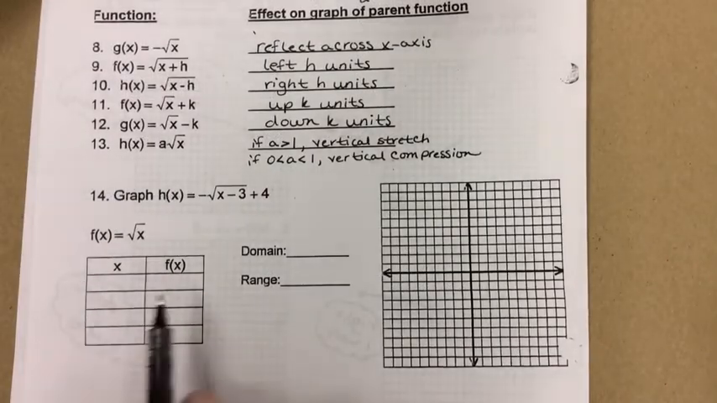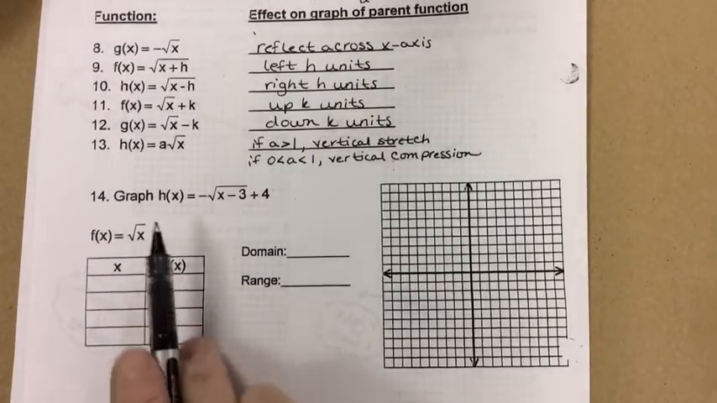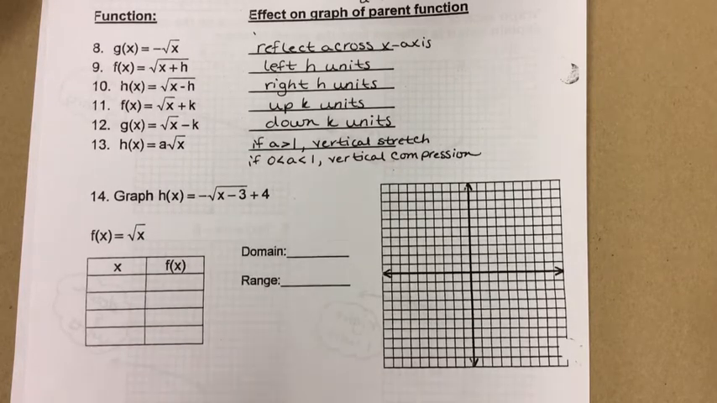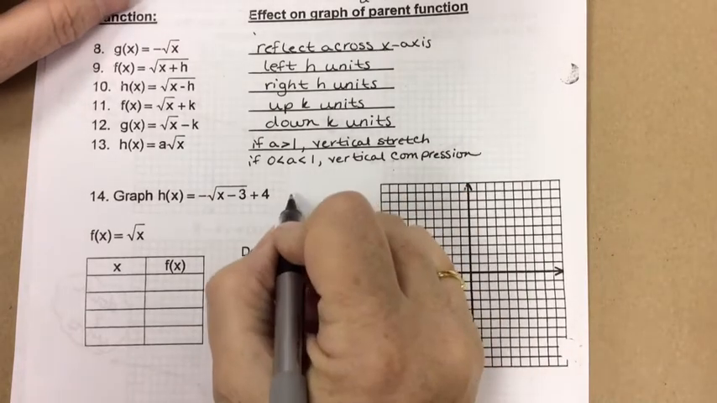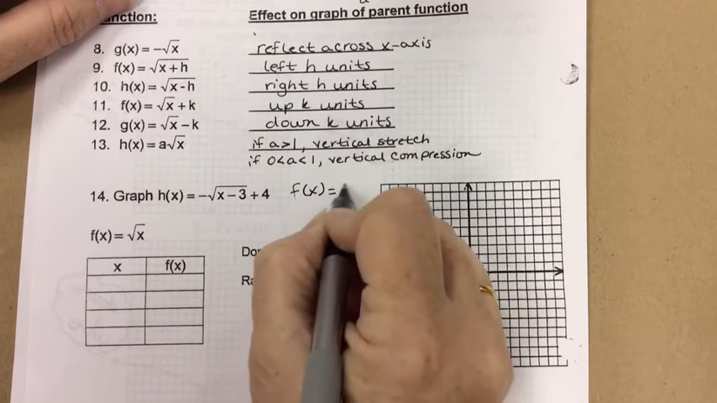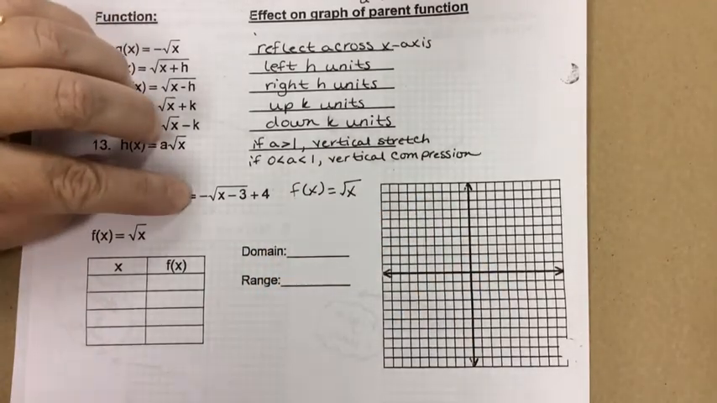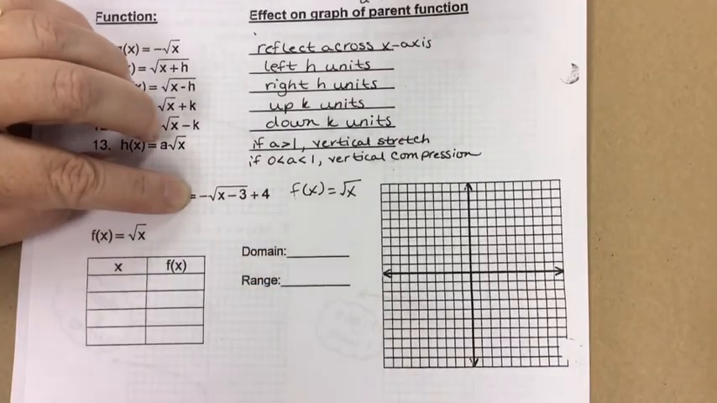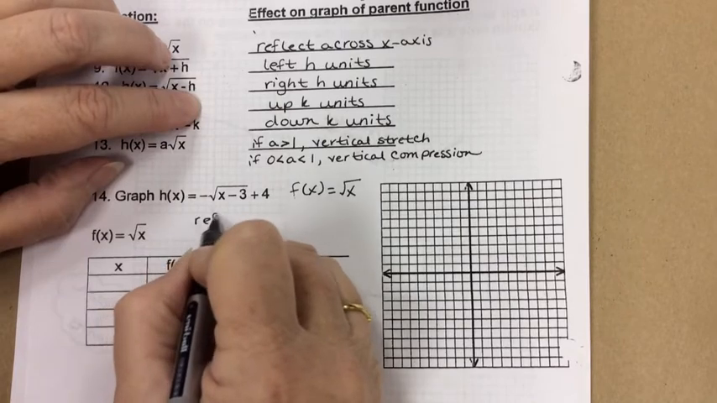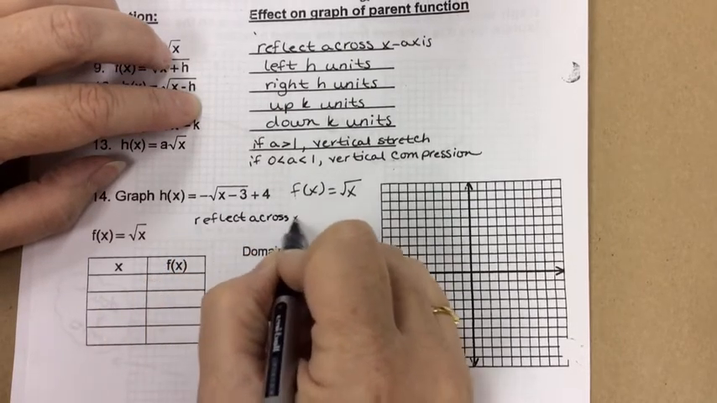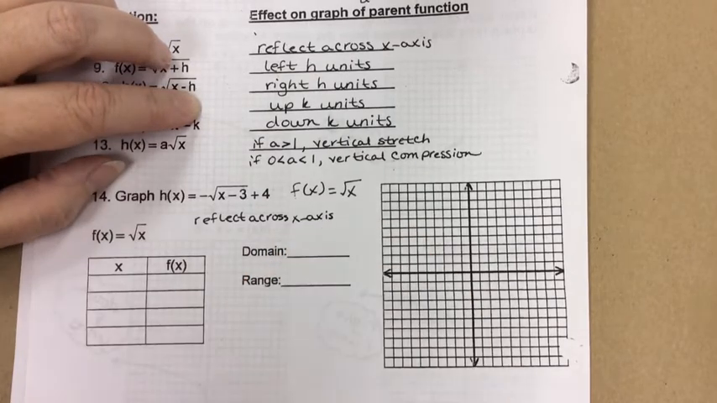So let's do some practice like we're going to see on our assignment. We want to graph h of x equals negative square root of x minus 3 plus 4. So let's figure out what changes to the parent function have been made. Remember that the parent function looks like this. So what has changed? Well, first of all, we put a negative in front. That makes it open down, or reflect across the x-axis. That's right. So it's going to reflect across the x-axis.